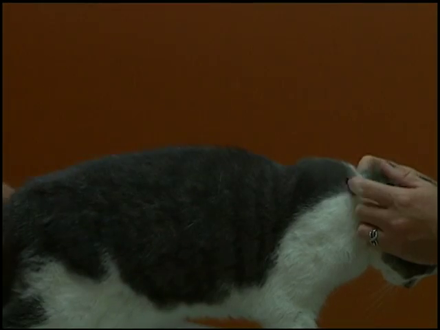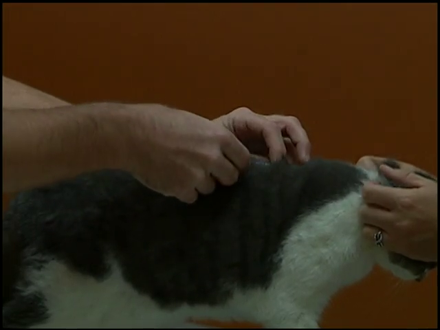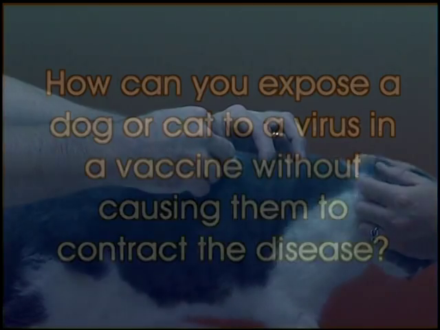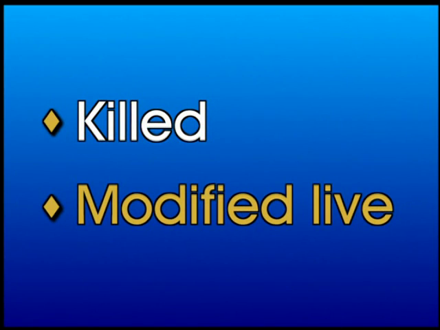When we vaccinate an animal, it's as though we were conducting training exercises to prepare the body for the real assault should it occur. How can you expose a dog or cat to a serious virus in a vaccine without causing them to contract the disease? This is best understood by looking at the two major types of vaccines. One type is a killed vaccine. The other is a modified live vaccine.